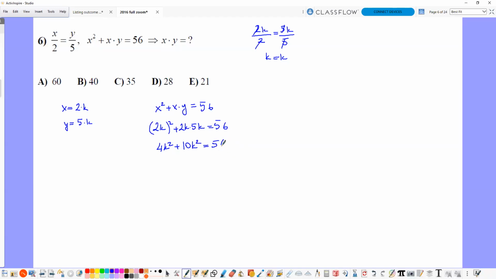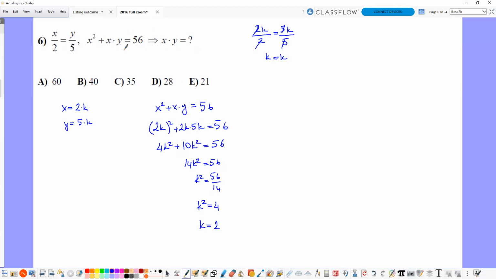Okay, it's going to be equal to 56. So 4k squared plus 10k squared is going to be equal to 14k squared. That's equal to 56. So k squared is going to be equal to 56 over 14. You know 56 over 14 is equal to 4. So k squared is equal to 4. Here k may be equal to 2 or minus 2, but both of them are not going to change the result because we are looking for the square of the number.